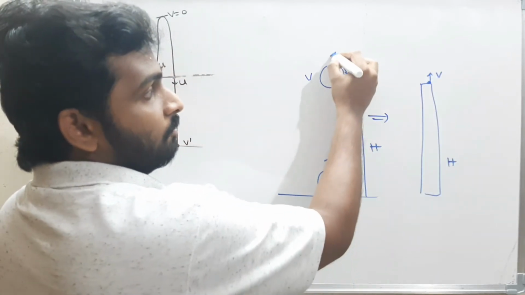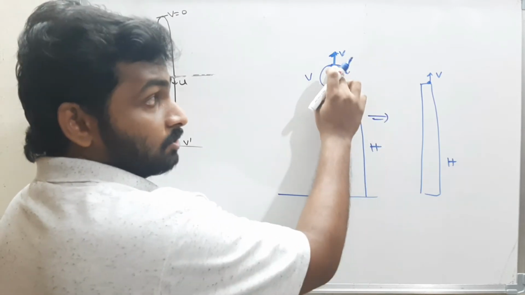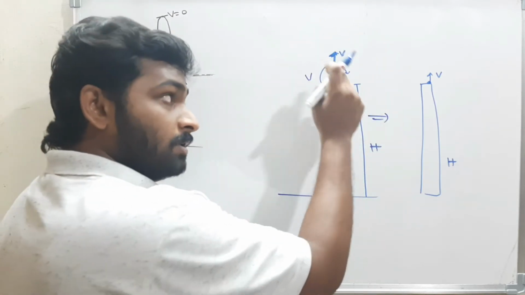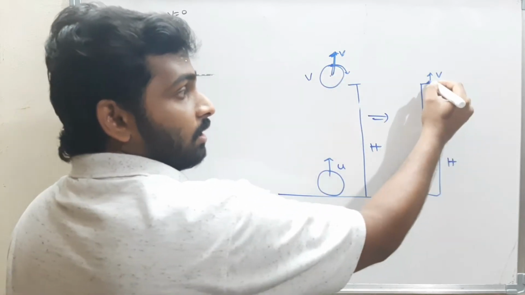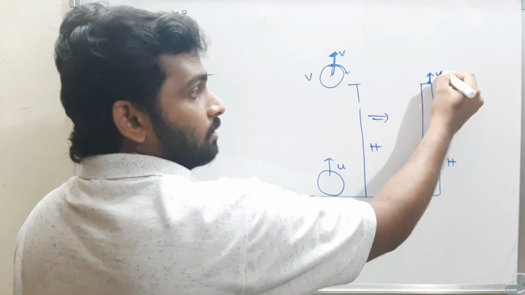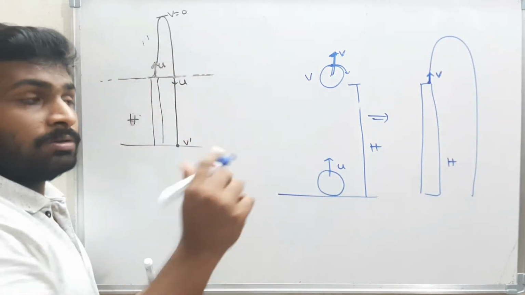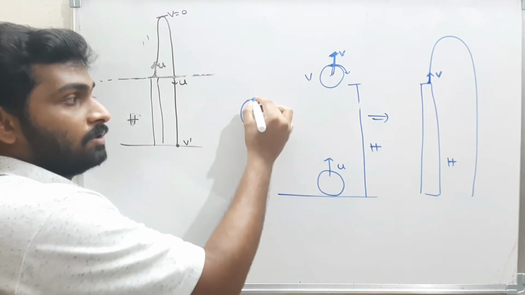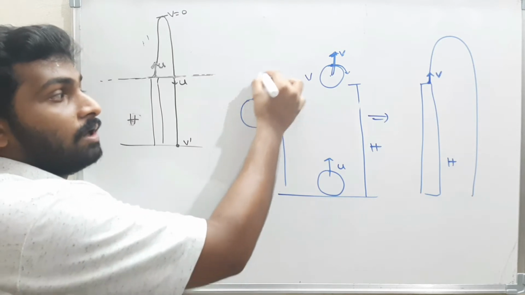Because the balloon is moving up with a velocity v, at this instant the velocity of the balloon is upwards. That means the stone's velocity is also upwards. So I have to assume this exactly like a tower of height h, and the stone is projected with a velocity v. That means the stone will fall down like this. Don't think that because this is a balloon, the stone won't fall like this. The stone will fall like this.